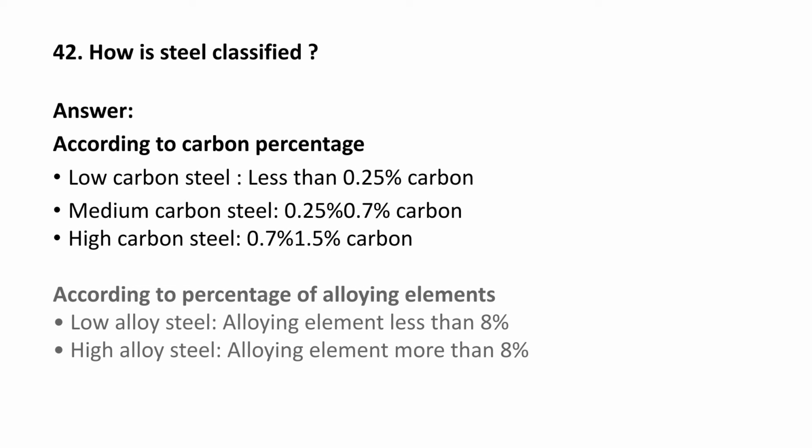Next question. How is steel classified? We can classify steel on the basis of two criteria. The first one is carbon percentage and the second one is percentage of alloying element. Based on the carbon percentage, we can classify it into three categories. Low carbon steel has less than 0.25% carbon. Medium carbon steel has 0.25 to 0.7% carbon, whereas high carbon steel has 0.7 to 1.5% carbon. Then based on the percentage of alloying element, low alloy steel has less than 8% alloying element and high alloy steel has more than 8% alloying element.